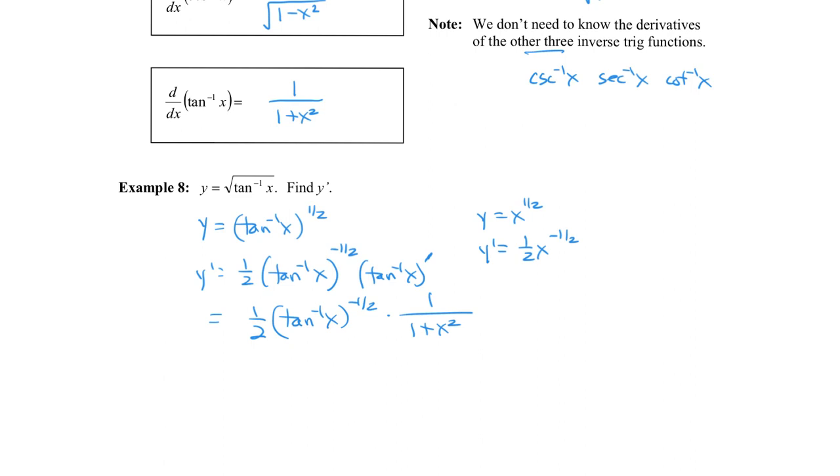Which I suppose you could leave it like that. But what we'd probably do, if this problem were in the book and you looked in the back, they would probably change this to 1 over inverse tangent of x to the positive 1/2, and then they'd probably put it under a radical. So the answer would probably look like this. Numerator would be 1. Denominator would be 2 times the square root of inverse tangent of x, and then times 1 plus x squared.